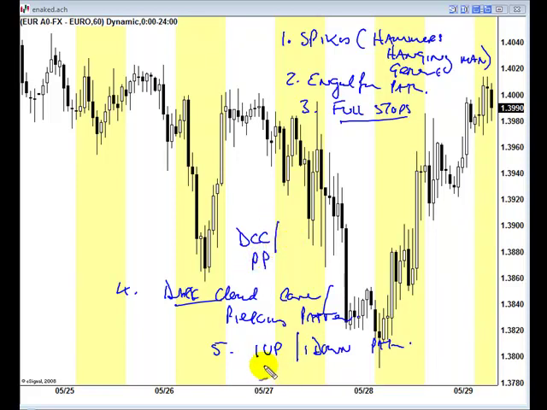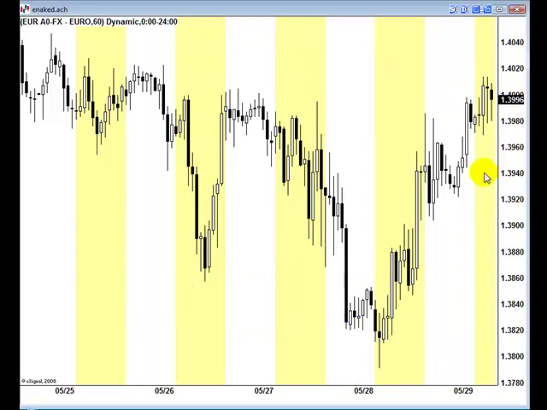So I'm just going to abbreviate that to dark cloud cover and or piercing pattern. And then I'm going to talk about the one up, one down pattern. And that's an extremely reliable pattern, that one. So those are the 5 candle patterns. And let's go through them one by one. How to use them, and where to spot them, etc., etc.